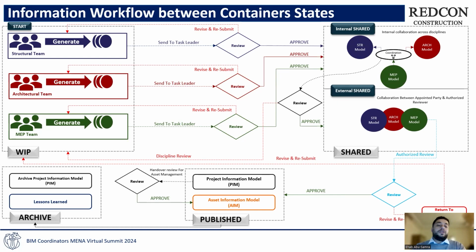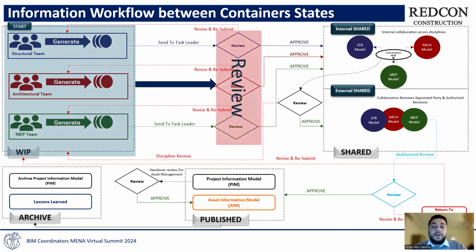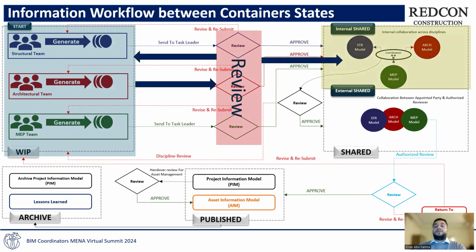First of all, each team works separately to generate its own data in the work in progress container. Then this data will be sent to the task leader to review it. Either it is rejected, and we go back to the work in progress, or approved, then we go to the shared container. Shared container can be split into two, internal shared and external shared. Internal shared is the kitchen for coordination. We check the BIM models, the graphical data, that every element in the graphical data is complying with the BIM execution plan and quality checklists. After that, we send it for review.